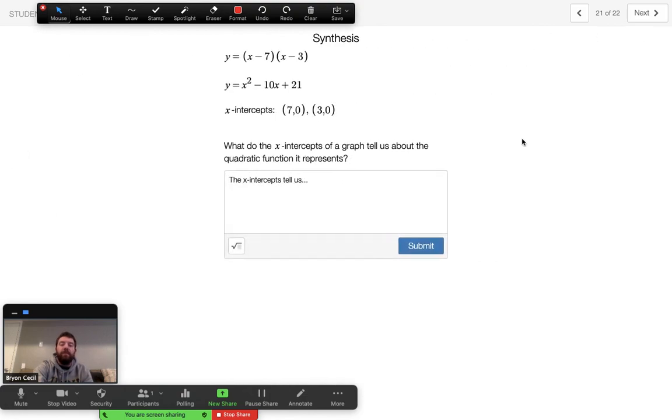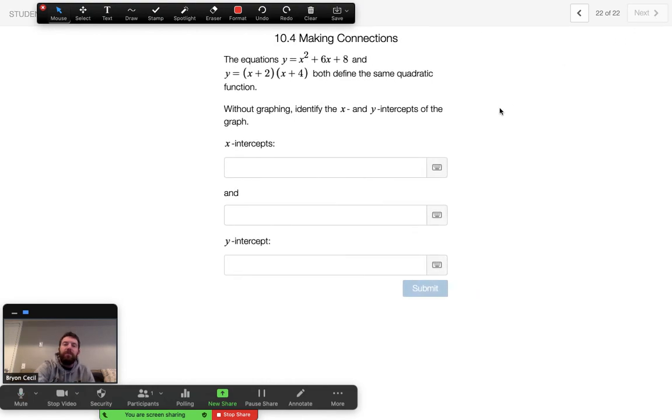Okay. What do the x-intercepts of the graph tell us about the quadratic function it represents? It tells us the solutions to our equation. It tells us it equals 0. So what x values make it equal 0? Solutions to our equation. All right, and then one more time, without graphing, can we do this?